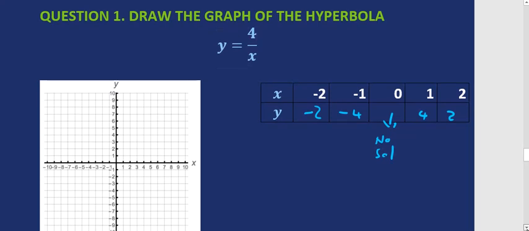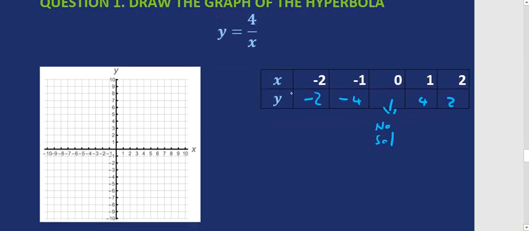All right, so let's plot those points. On the Cartesian plane, we've got negative 2 and negative 2, and that's that point there. We've got negative 1 and negative 4. That's the point over there. All right, and if we come to the right-hand side, we've got 1 and 4. That would be the point there. And we have 2 and 2, which should be the point over there.